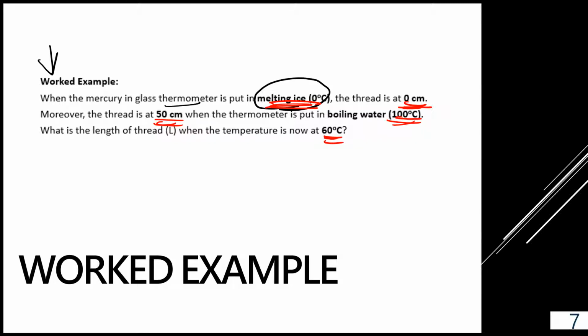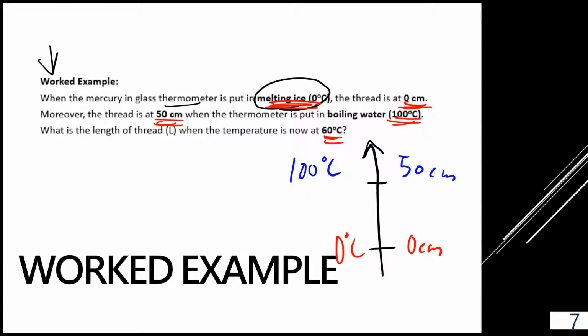The key thing is that first of all, you have to draw the diagram like this. As I mentioned, the lower part is 0 degrees with 0 cm, and the upper one is 100 degrees with 50 cm. And now you have to find the length at 60 degrees Celsius. This is how you can get the answer.